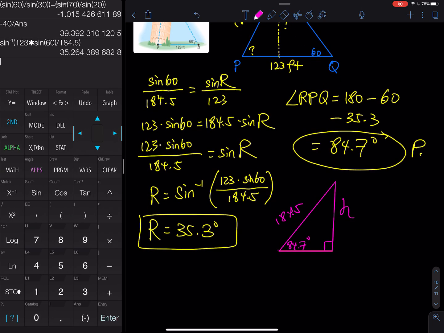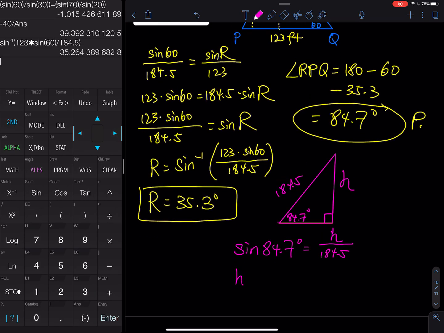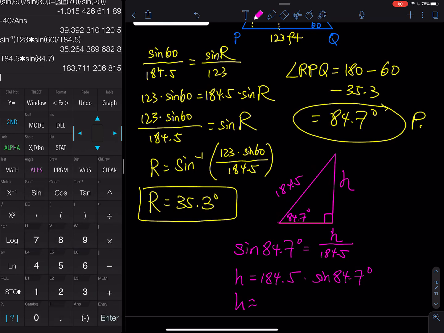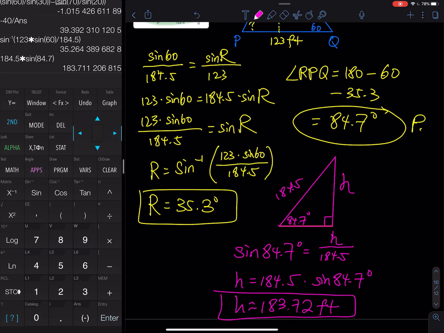I will be using sine, SOH, so sine of 84.7 right triangle trigonometry, SOH, that is equals to opposite divided by hypotenuse. And then you solve for h, so h is equals to 184.5 times sine of 84.7 degree. So h is approximately equal to 184.5 times sine of 84.7 degree. So that is around 183.72 feet. So that is the vertical distance. All right, so that will be all in this part. I will see you all in the next lesson.